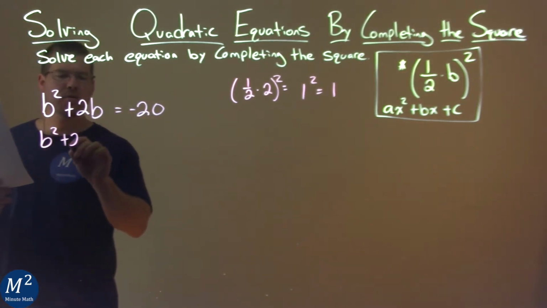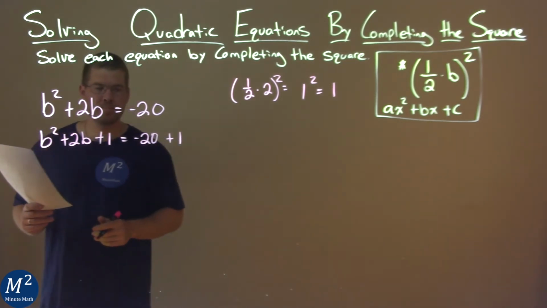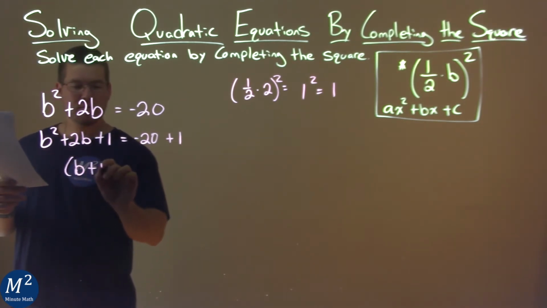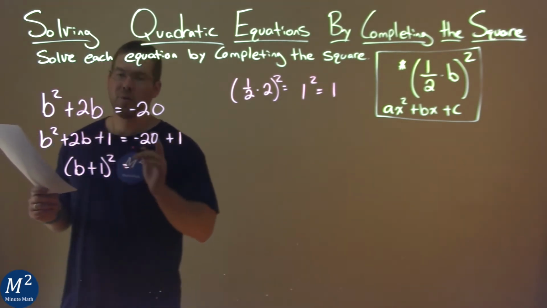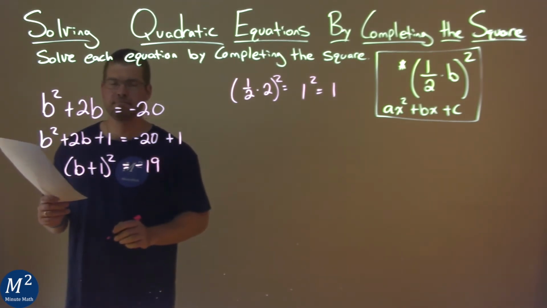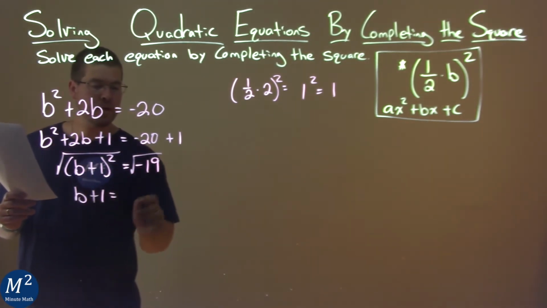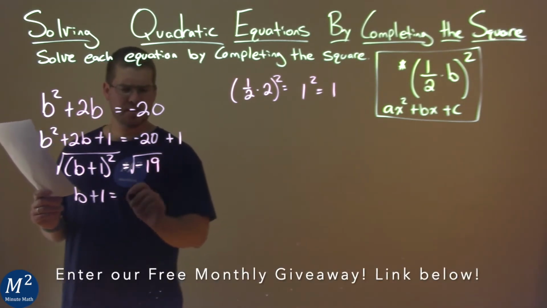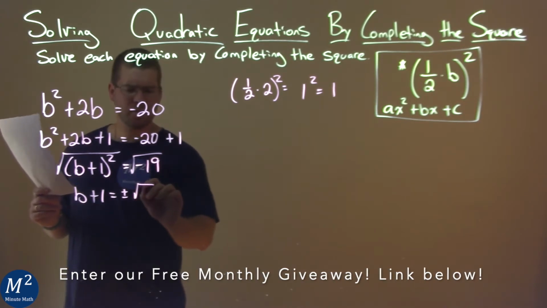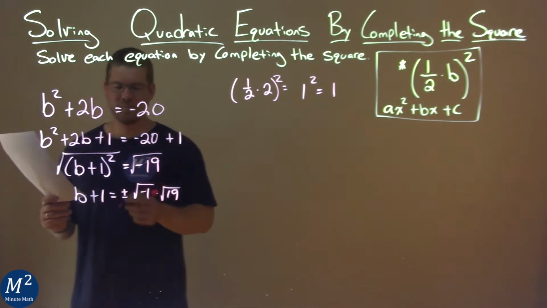b squared plus 2b plus 1 equals a negative 20 plus 1. The left-hand side is a perfect square, and that is just b plus 1 all squared. The right-hand side, though, negative 20 plus 1 is a negative 19. We now need to take the square root of both sides of the equation, and we have b plus 1 equals, well, plus or minus the square root of negative 19, we took it over an equal sign. And the square root of negative 19 is the square root of negative 1 times the square root of 19.